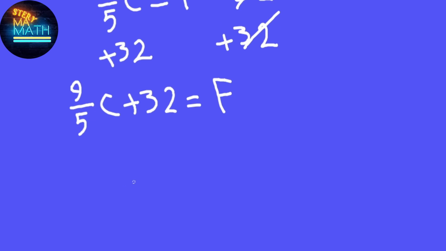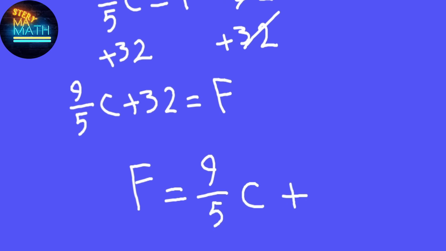And you can use the symmetric property of equality. So f is equal to 9 over 5 c plus 32. Now f is isolated, and everything else is on the other side.